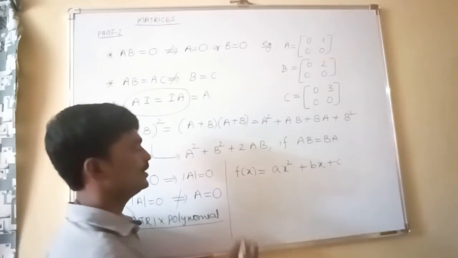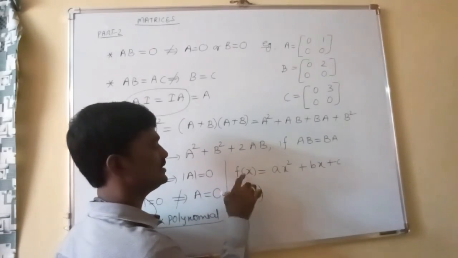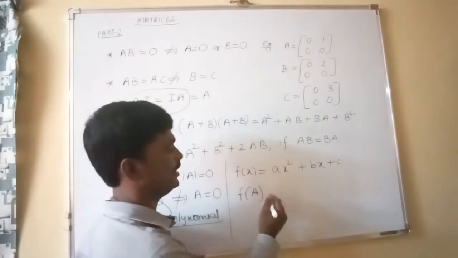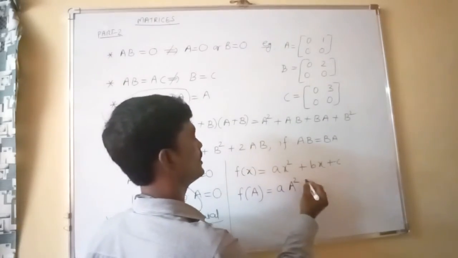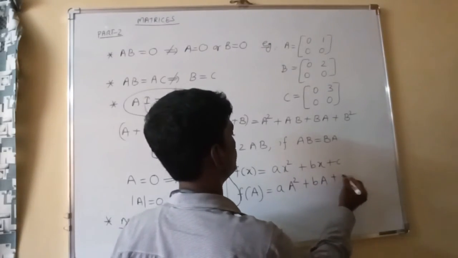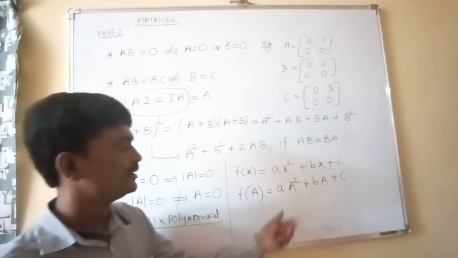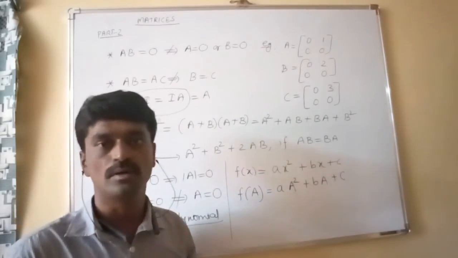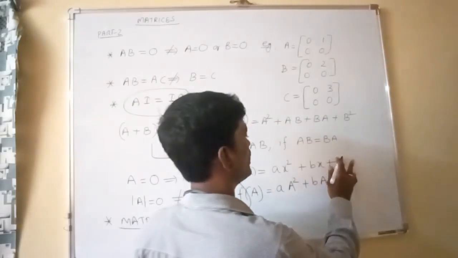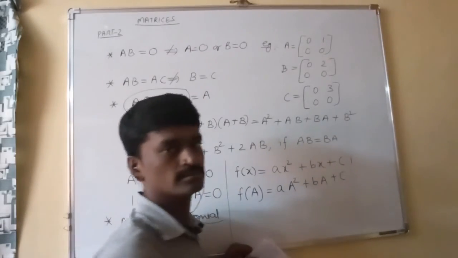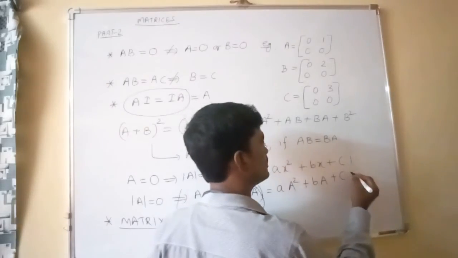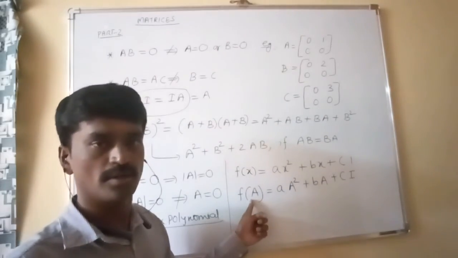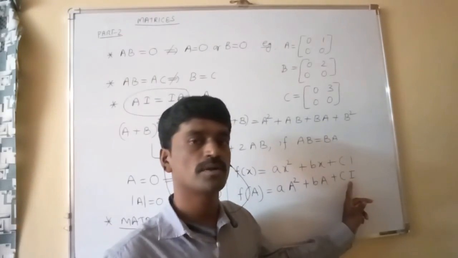Then how to find f of A? Here x is a number, here A is a matrix. Then how to find f of A? Just replace x by A. Then what do you get? Small a into capital A square, small b into capital A. Can we write c as it is? See here, a into A square plus b into A is a matrix, but c is a real number. Can we add a matrix and a real number? Is it possible? No. So here we can write c as c into 1. That 1 is nothing but the identity matrix. Here A is a square matrix of order n, so I will be the identity matrix of order n.